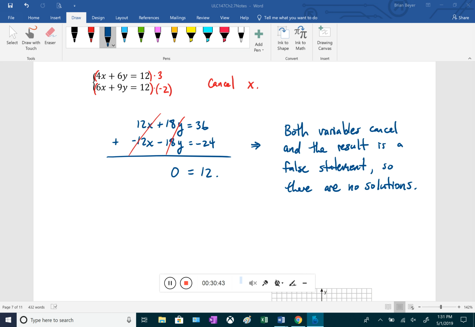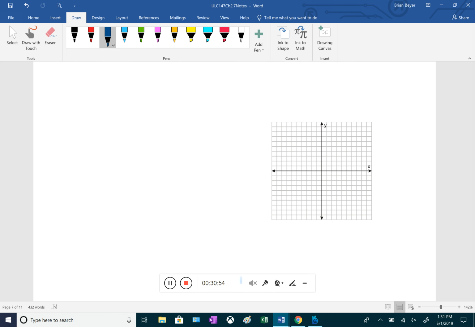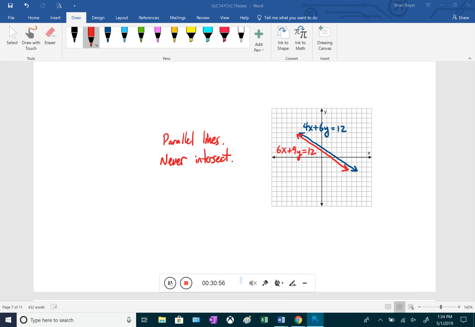No matter what values we plug in, no xy ordered pair will satisfy both of these equations simultaneously. Graphically speaking, if we were to graph these, we would see that they are parallel lines and they will never intersect. We could solve these both for y, get them in y equals mx plus b form, and we would see that they have the same slope with a different y-intercept.